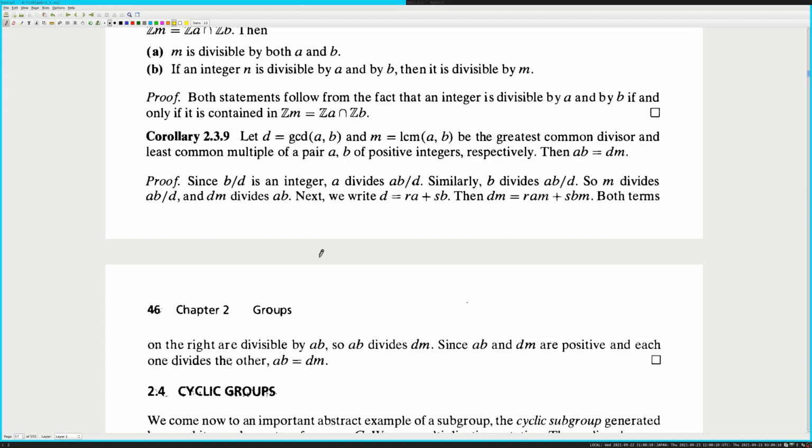So ab over dm is an integer. He proves that if a divides b and b divides a, then a is equal to b. He doesn't prove that explicitly, but that's the logic of it: if a divides b and b divides a, then a is equal to b. Okay, that's enough of 2.3. Thank you for watching. See you in the next video. Goodbye.